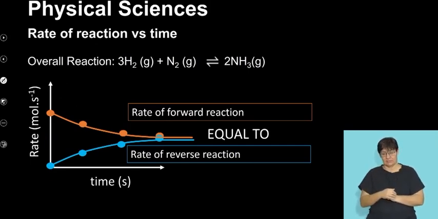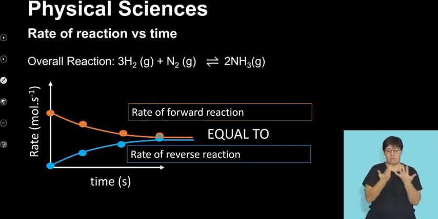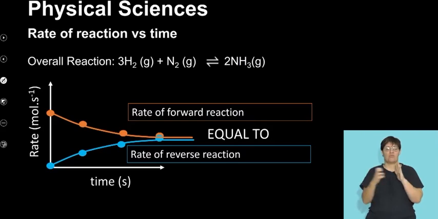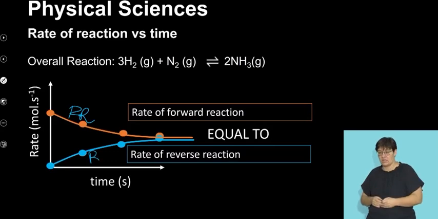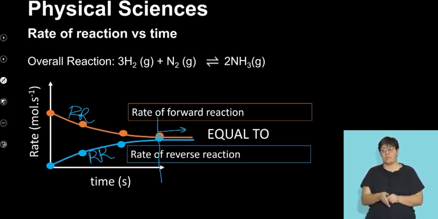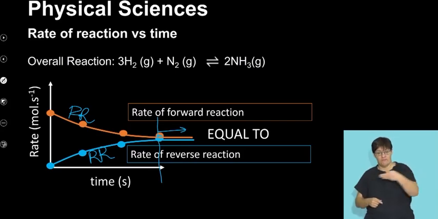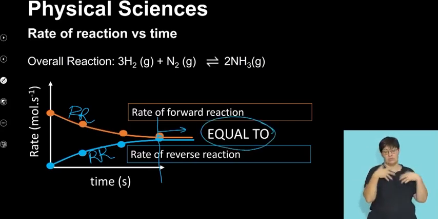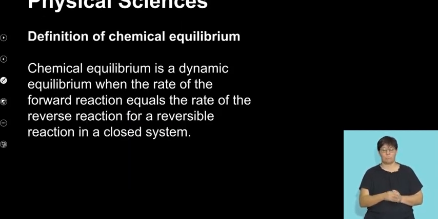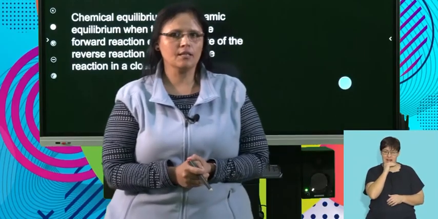So when we look at the overall reaction of the rate of the forward reaction and the rate of the reverse reaction, we can actually put it into a graph where the orange part will be our forward reaction and the reverse reaction is the blue graph, where we can see at this point from here onward, the rate of the forward reaction is equal to the rate of the reverse reaction. And that brings us to the actual definition of chemical equilibrium.